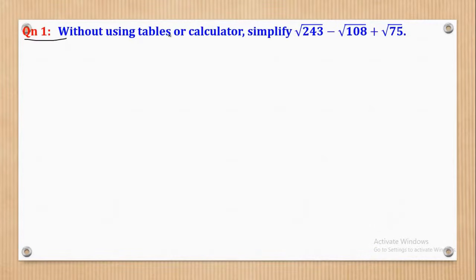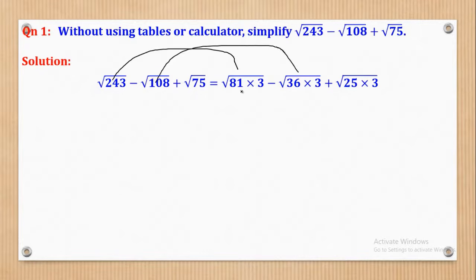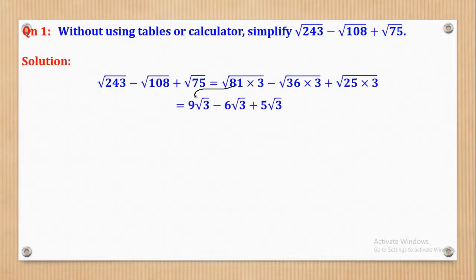Question 1 says, without using tables or calculator, simplify this. First of all, we have to remember to simplify them to be a product of a square number and any other number. So this 243 is the same as 81 times 3, 108 is the same as 36 times 3, 75 is the same as 25 times 3. So these are square numbers. Therefore, square root of 81 is 9, that is why you see 9 here. Square root of 36 is 6, that is why you see 6 here. Square root of 25 is 5, that is why you see 5 there. Then next, this minus this plus this gives you this part. And in the end, you shall come up with 8 root 3 as the answer.